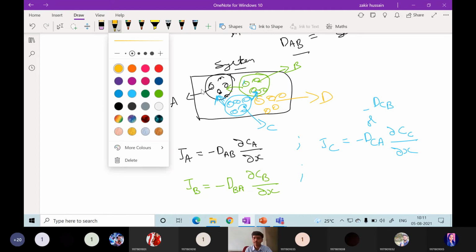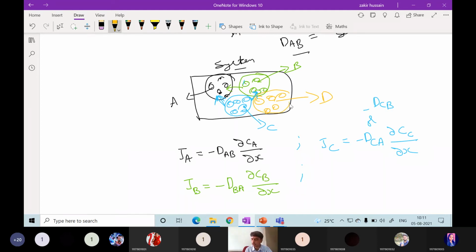Then next, if you want to write for the yellow molecules or D molecules, then you can write flux of D is equal to minus D. Now let us say the movement is from D to B, then we have to write D to B, that is DDB into dou CD by dou X. So this is how you have to apply Fick's first law of diffusion.